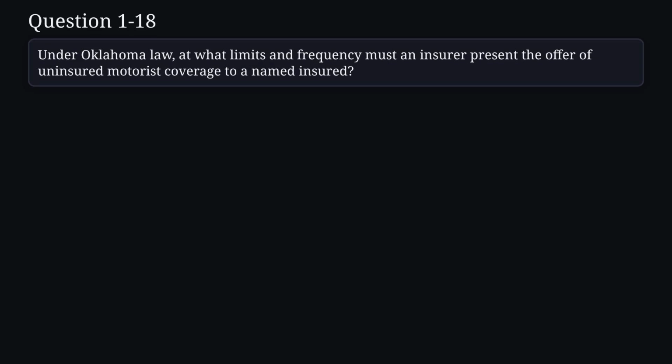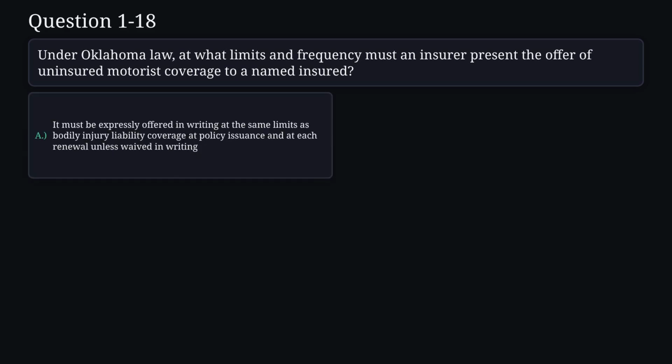Question 18. Under Oklahoma law, at what limits and frequency must an insurer present the offer of uninsured motorist coverage to a named insured? A. It must be expressly offered in writing at the same limits as bodily injury liability coverage at policy issuance and at each renewal unless waived in writing.